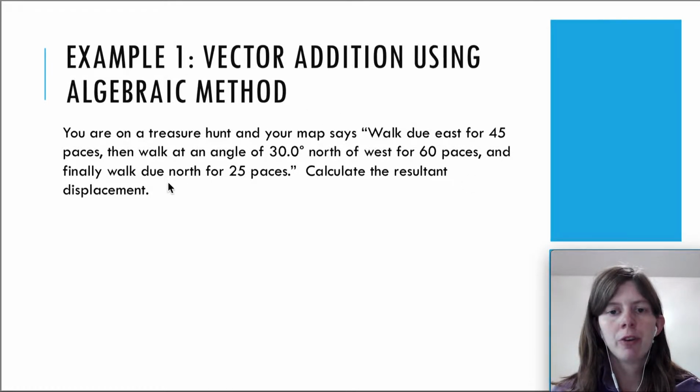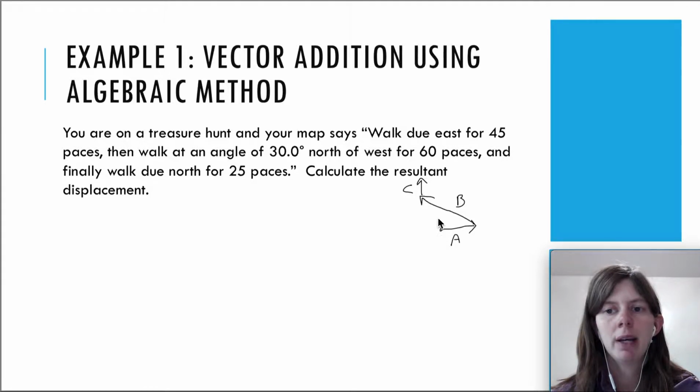The first thing we want to do is label each vector, and I'll draw a quick sketch, not to scale, of what we did last time. This is vector A, 45 paces east, and then this is vector B here. Again, this is not to scale, and this is vector C here, just so we can see what we're doing. The resultant was from the tail of A to the tip of C.